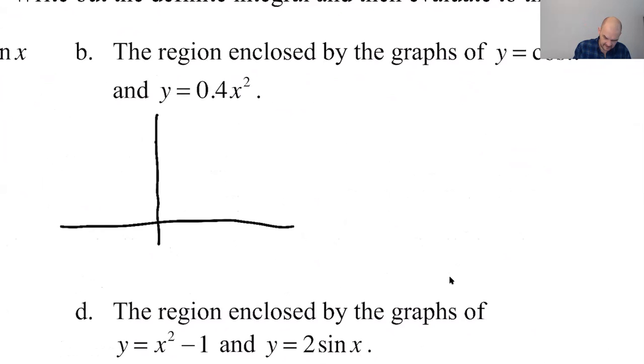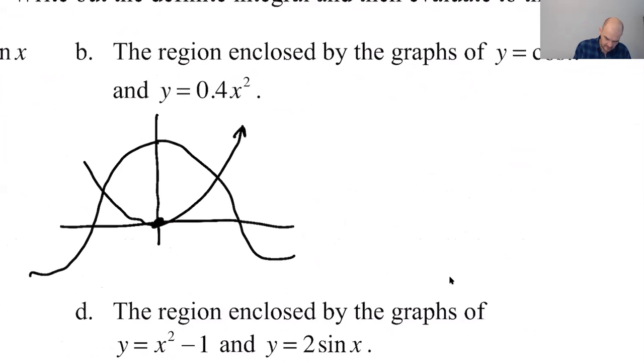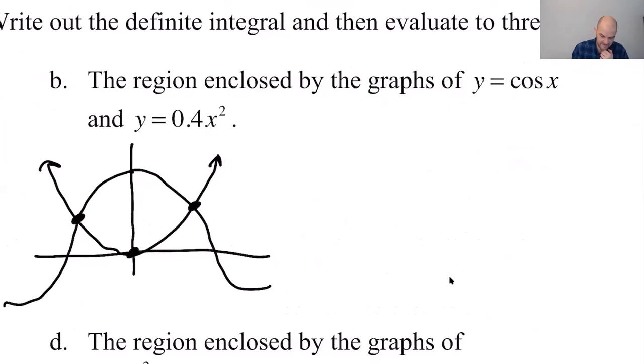So cosine is like this. And then 0.4x squared is like this. So we'll get this and this. It's going to be symmetric. Well, not according to my picture, but according to the math, it's going to be a symmetric region. So we can do 2 times the integral from 0 to a particular value. All right, we need a calculator though. So here we go. Back to the calculator.